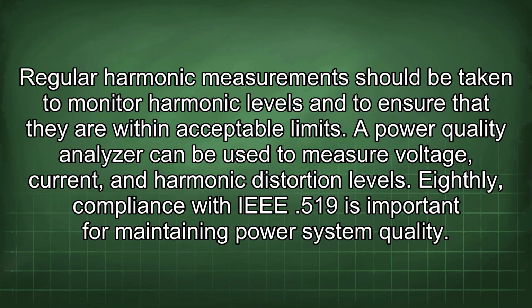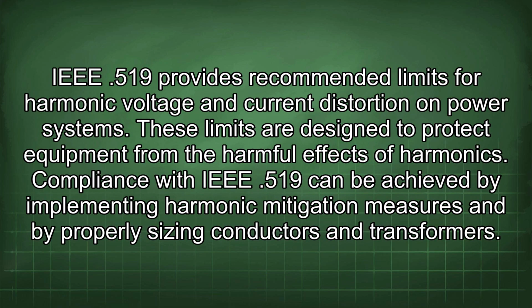Eighthly, compliance with IEEE 519 is important for maintaining power system quality. IEEE 519 provides recommended limits for harmonic voltage and current distortion on power systems. These limits are designed to protect equipment from the harmful effects of harmonics. Compliance with IEEE 519 can be achieved by implementing harmonic mitigation measures and by properly sizing conductors and transformers.